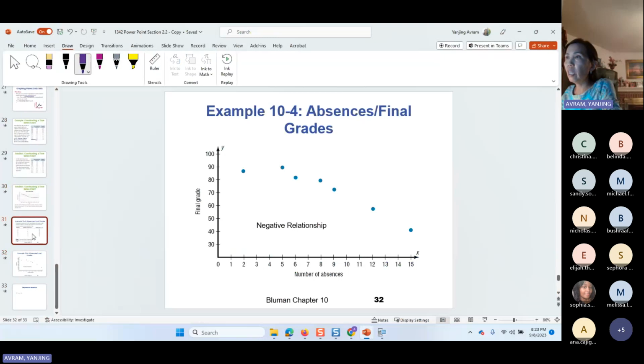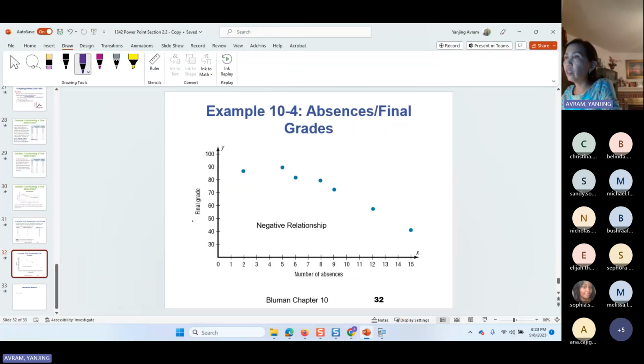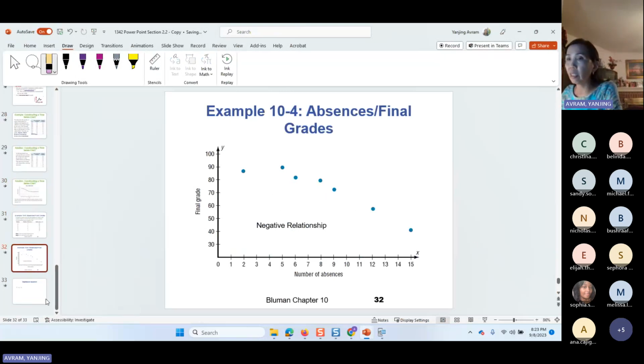Okay, so there's another data set, which is the number of absences and the final grade. And you can see this is a scatter plot, right? The number of absences and the final grade are in a negative relationship. So what does negative relationship mean? That means if your number of absences increases, the final grade actually decreases, right? So it's decreasing. That is called a negative relationship in here. All right, so that is our section 2.2.